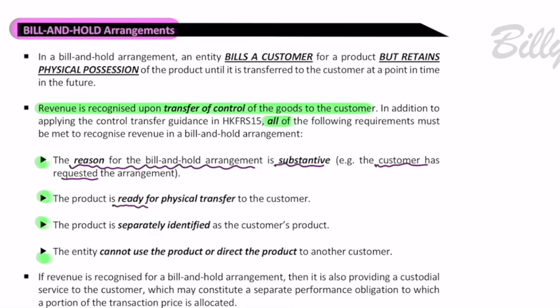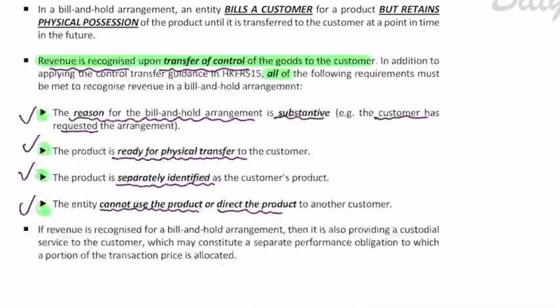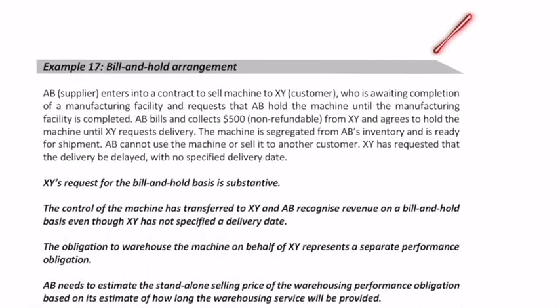The product is ready for physical transfer to the customer at any time. The product is separately identified for that customer, and the supplier cannot use the product or direct the product to another customer. When all these conditions are met, revenue should be recognized because control is transferred. Again, you may want to refer to example 17 on your own on bill and hold arrangements.